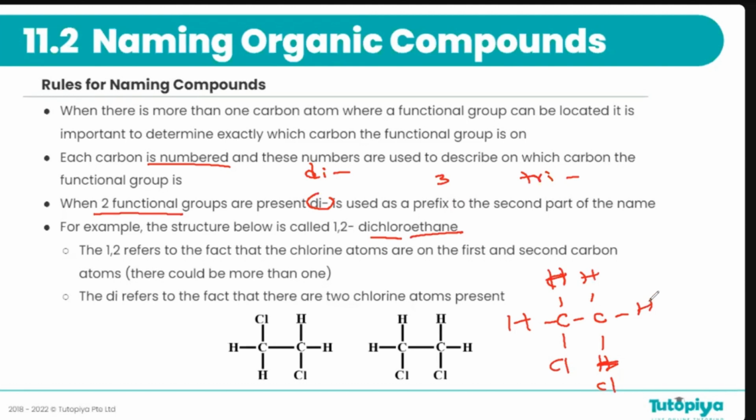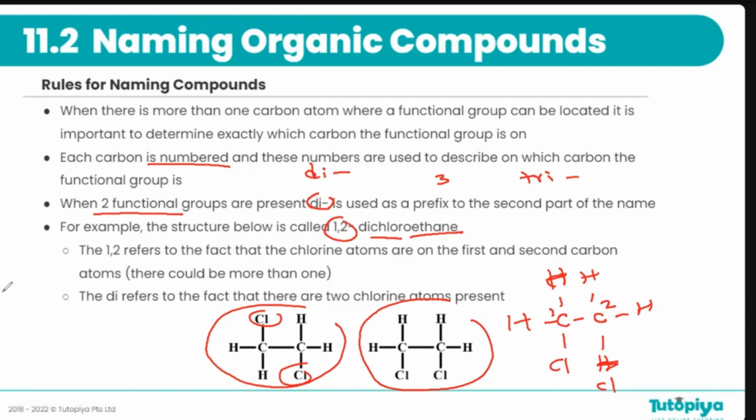Now, to indicate this, we have this numbering system. If we number this carbon as 1 and this carbon as 2, if it says 1,2-dichloroethane, that means the chlorines are in both the carbons. So one is in one carbon and the other one is in the second carbon. These are two possible ways you can draw it. Chlorines are placed on both carbons.